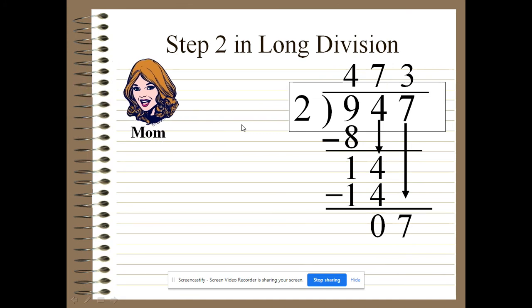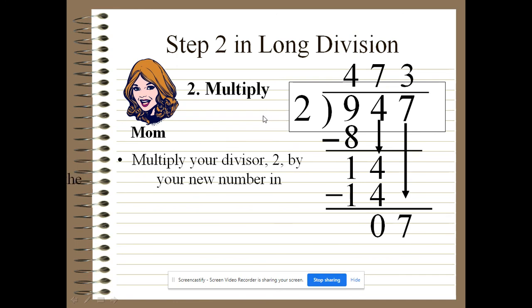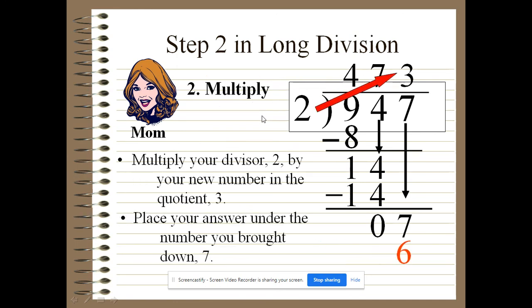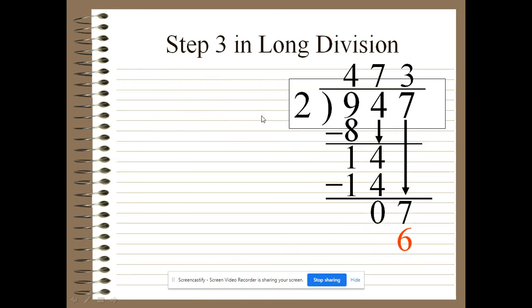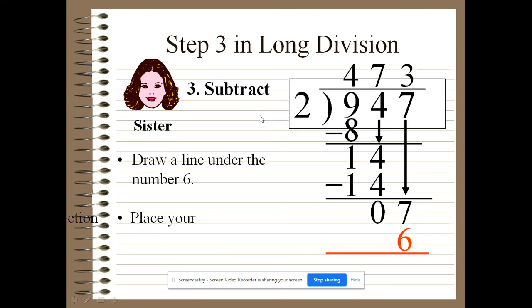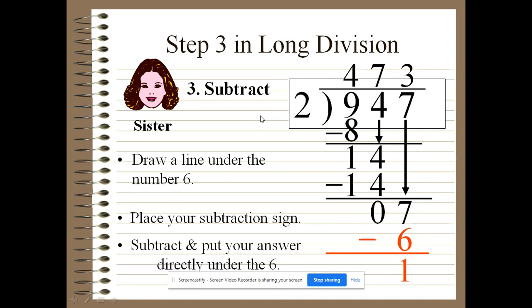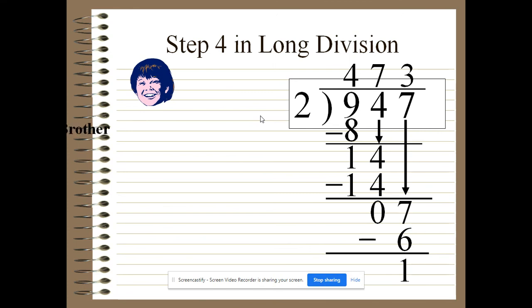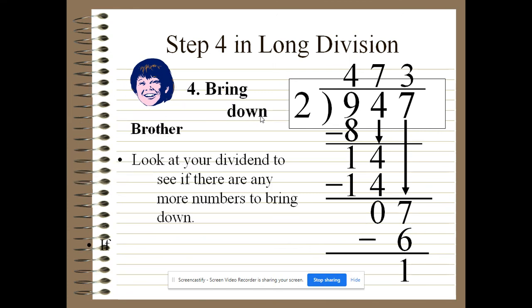And then Mom comes and multiplies what we just put up in the quotient. 3 times 2 is 6. And then, of course, sister subtracts. This is an easy one. 7 minus 6 is 1. Now, what does brother do? Brother looks up and he sees there's nothing to bring down. Absolutely nothing. If not, move to step 5.